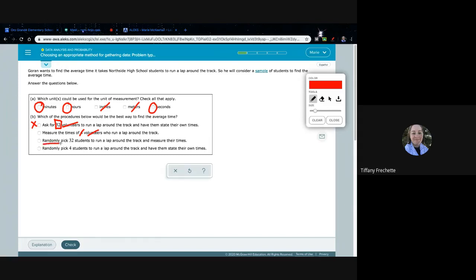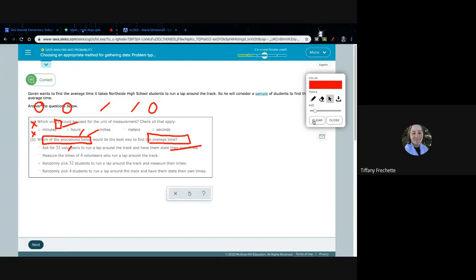Randomly pick 32 students. I like that. So we're randomly picking 32 students to run a lap around the track, and we're measuring their times ourselves. I like that one a lot. This next one says randomly pick 4 students, and have them state their own times. Oop, I don't like that. All right. So we're going to check, check, check. And I like this one where we're randomly choosing 32 students and we're measuring their times ourselves. All right, clear.